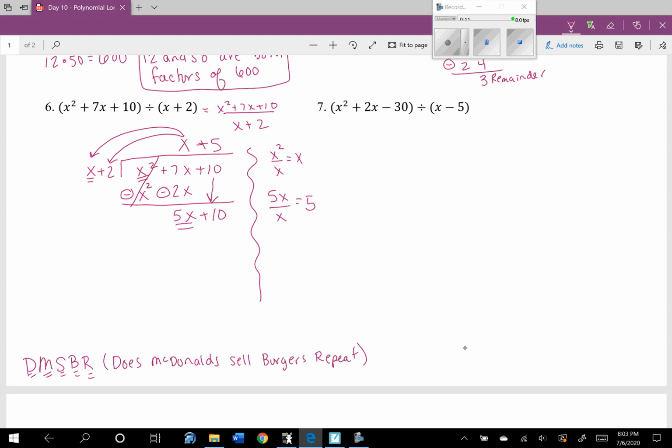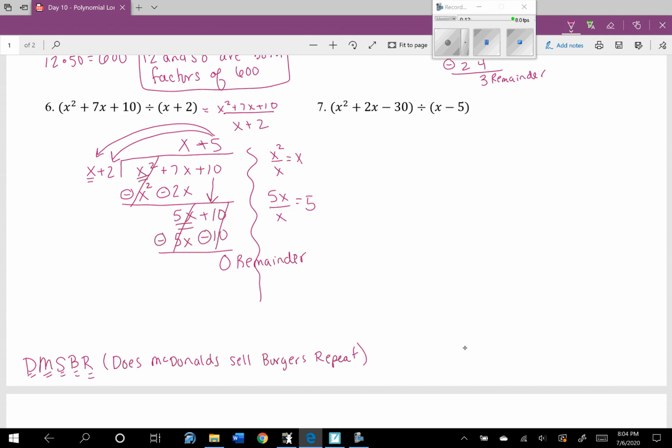Then the next step is we take the 5 and multiply it by both these terms. So 5 times x is 5x, and 5 times 2 gives me 10. And then again, S stands for subtract. So this cancels and this cancels, which means that 0 is left over. There's no other spots for us to go here, so this is the remainder.